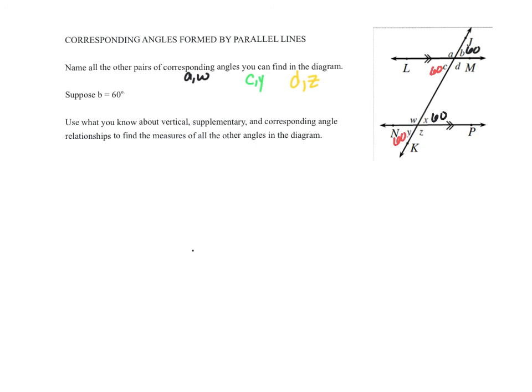And then the only other angle measures I have left to find are A and D and W and Z. Well, I know A plus 60 has to make a straight angle pair. So I'm going to do 180 minus 60 to get 120. But then I know that A and W are corresponding, and A and D would be vertical, and W and Z would also be vertical.